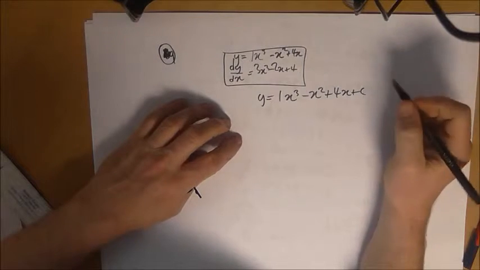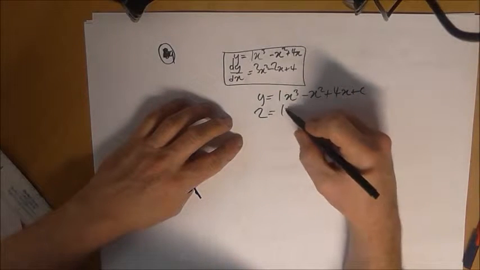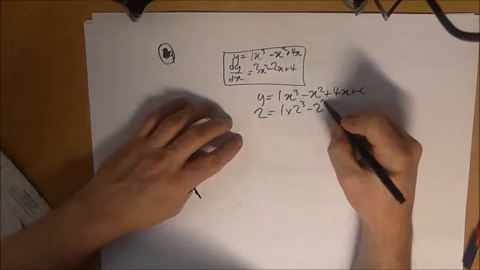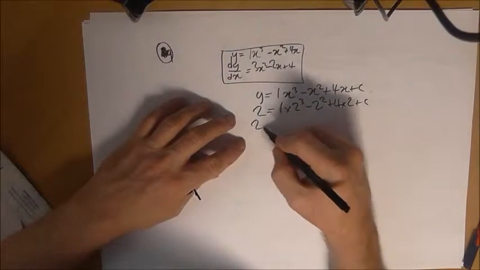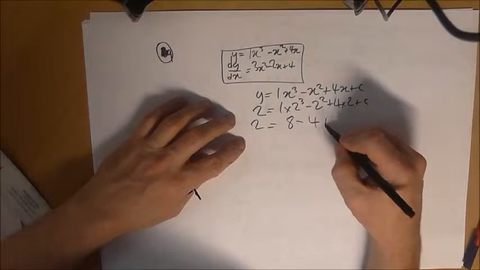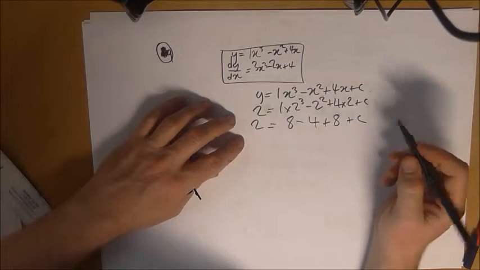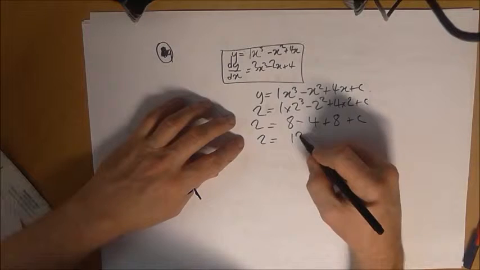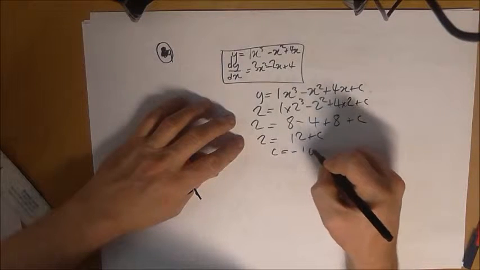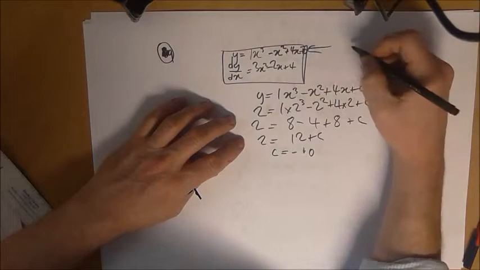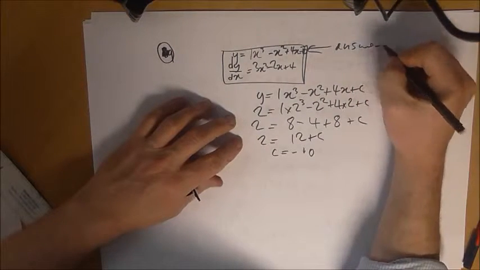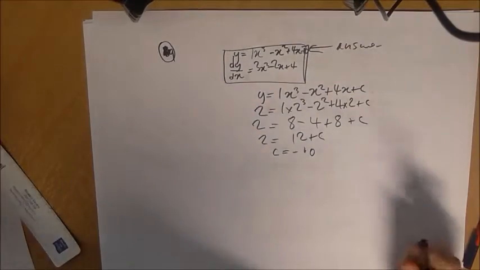But we're given the additional clue that it goes through 2, 2. So when you put in 2 for x, a 2 should spit out for where y is. Just simplify this. C equals negative 10. So that place where I should have put a c, this should now be a minus 10. And that's the answer. So that's question number 9.